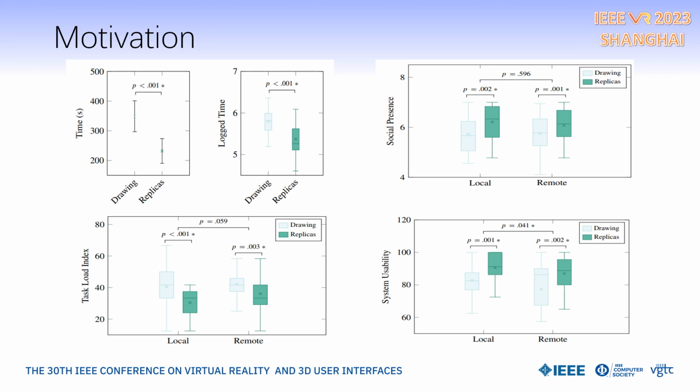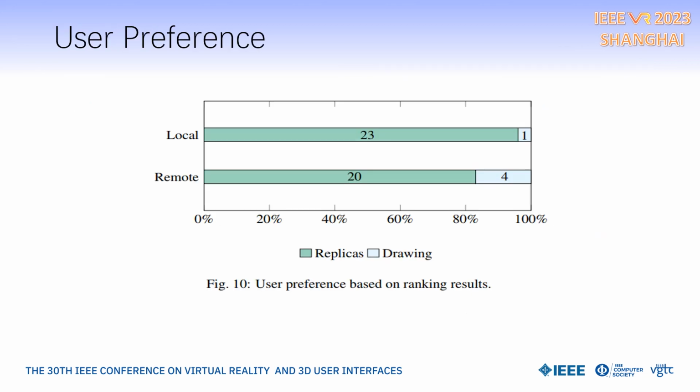As for the NASA task load index, the replica manipulation got a significantly lower physical and mental effort index. For system usability, the virtual replica manipulation spatial cues had a significantly higher score than the 3D annotation spatial cues. From the results of the preference ranking question, we can see that most participants rated the virtual replica manipulation communication cues higher.